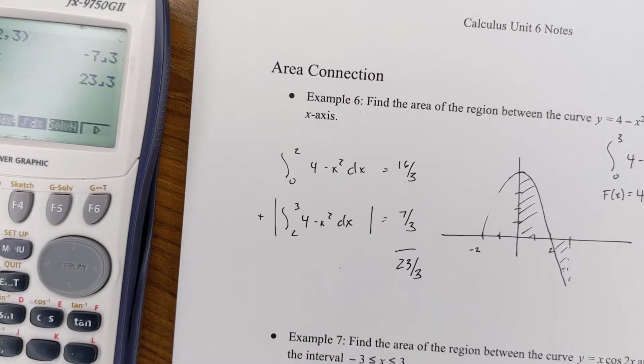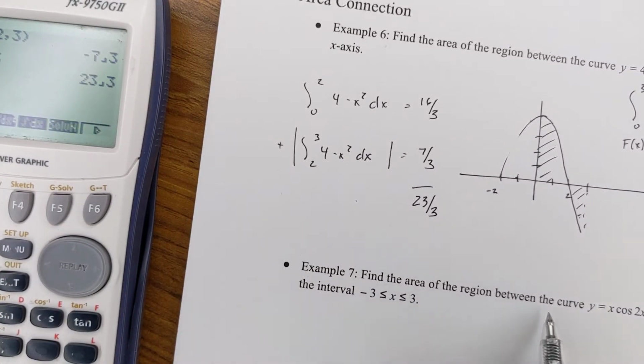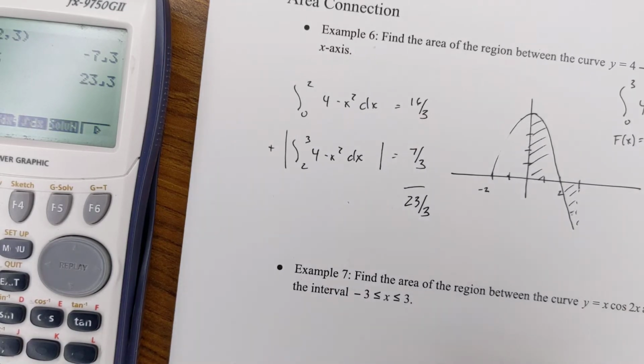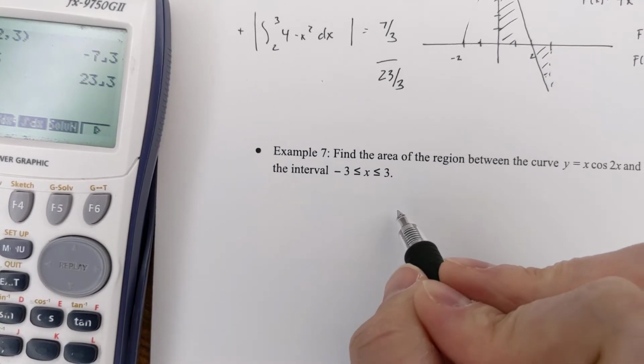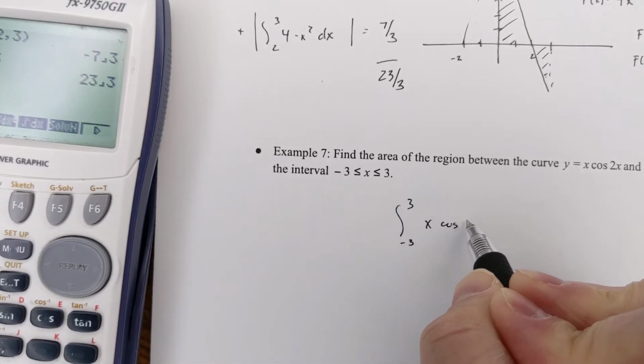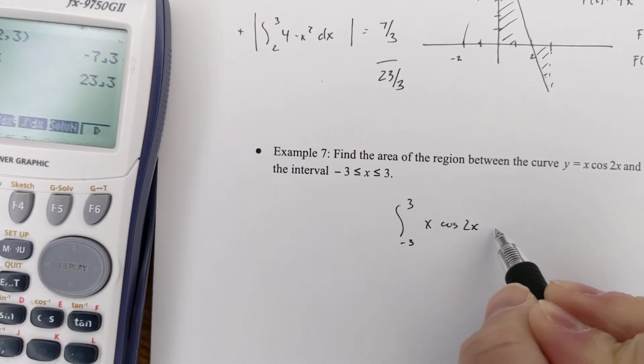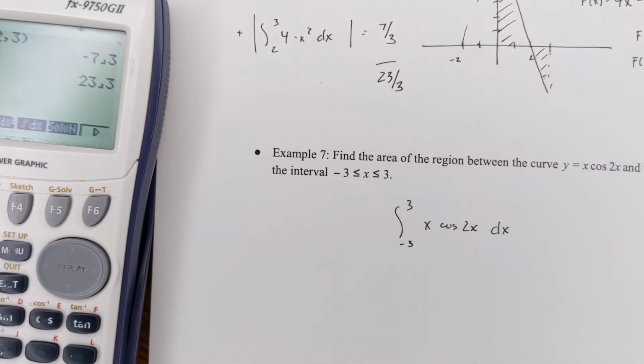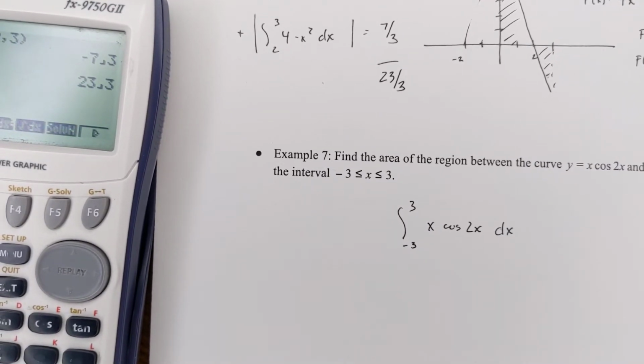Okay, find the area of the region between the curve x cos 2x and the x-axis over the interval -3 to +3. So similar problem. So we're going to go from -3 to +3 of x cos 2x, and put our dx at the end. This one, since we've got goofy x times cosine x and everything else, I'm just going to let my calculator handle this guy.